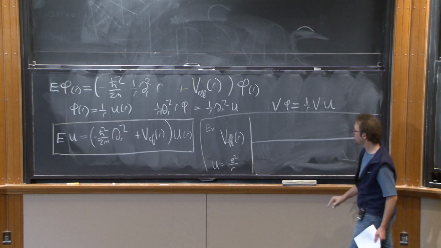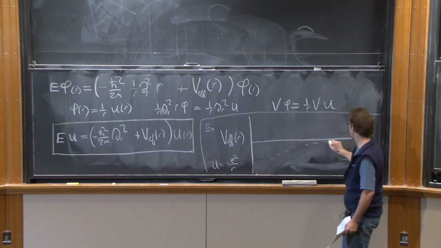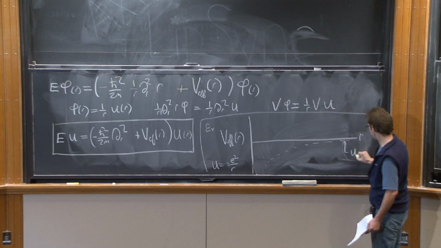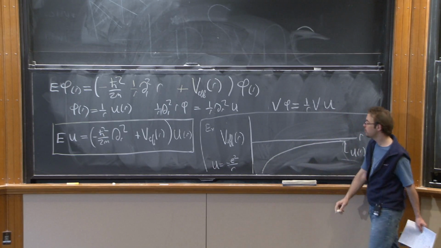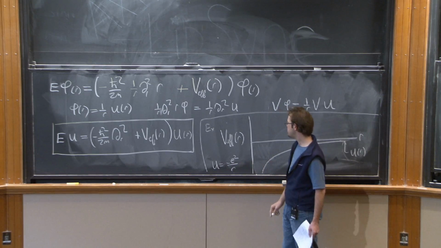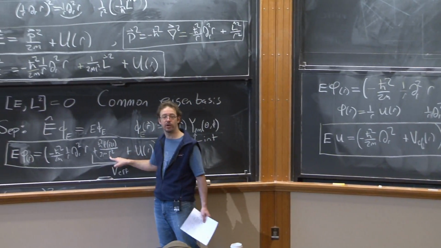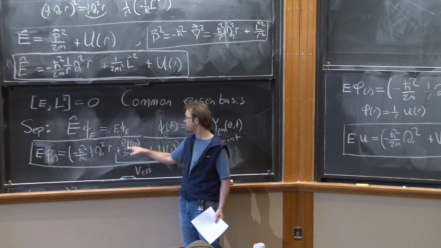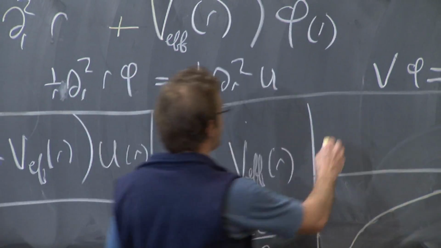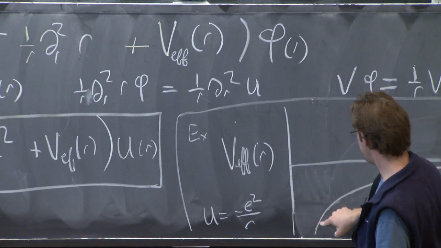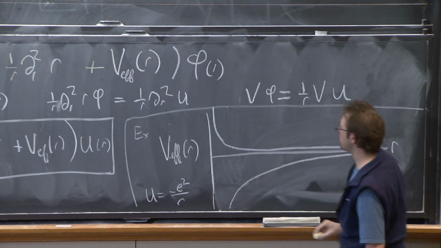So here's R, here's V effective. So U first. So there's U, U of R. Let me draw this. V has another term, which is h bar squared L(L plus 1) over 2mr squared. For any given value of L, this is a constant over r squared with a plus sign. So that's something that looks like this. This is falling off like 1 over r. This is falling off like 1 over r squared. So it falls off more rapidly.